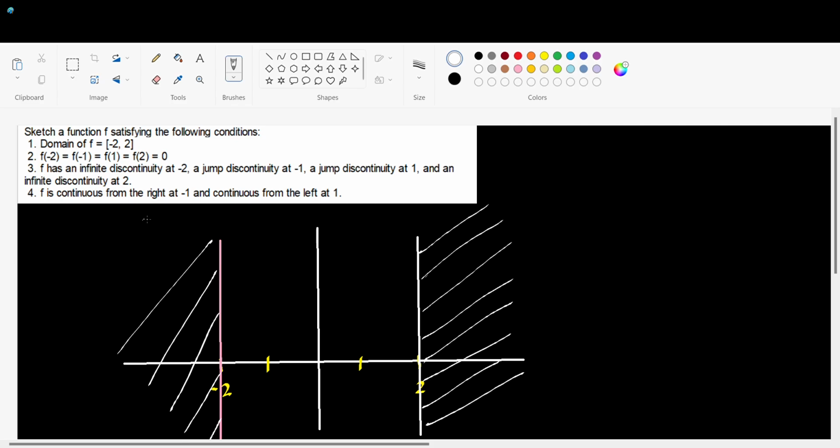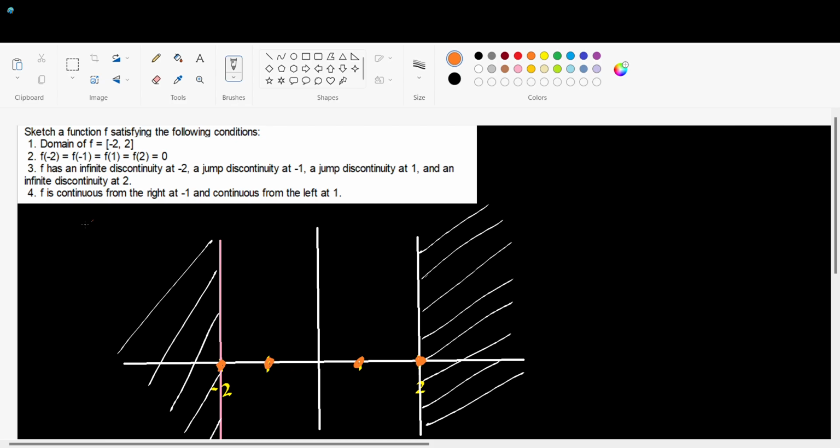Next, the function values f of -2, f of -1, f of 1, and f of 2 are all 0. So these are the points (-2, 0), (-1, 0), (1, 0), and (2, 0). So these 4 points are part of the graph of f.